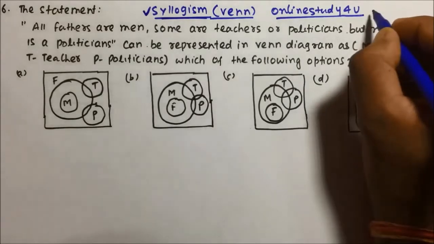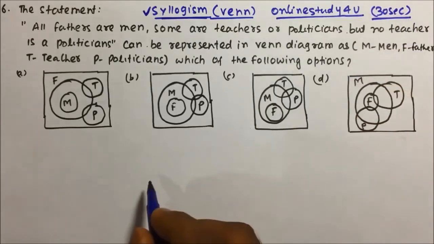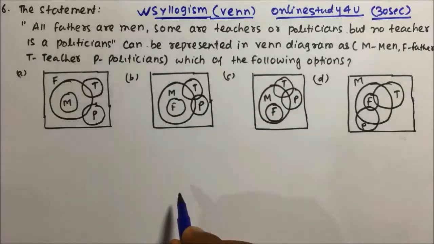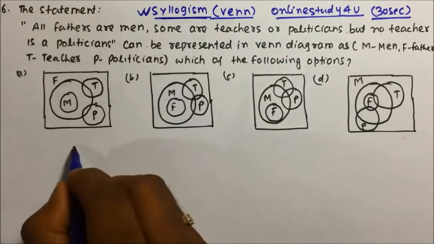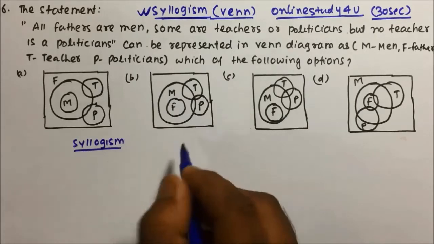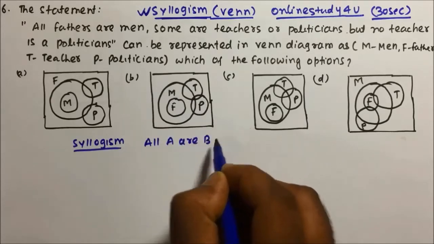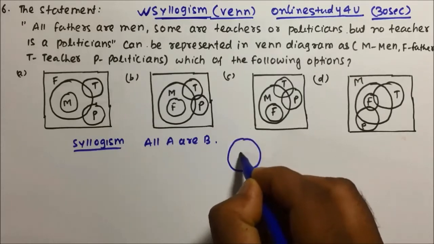And friends, frankly speaking, this question will not take more than 30 seconds, but because I am going to explain the basics of syllogism again, it may take a little time for you to understand and solve the question, right? Okay, now in syllogism there are some basics you have to understand. See, if the statement is all A are B, then how are we going to make the Venn diagram? This is my A.